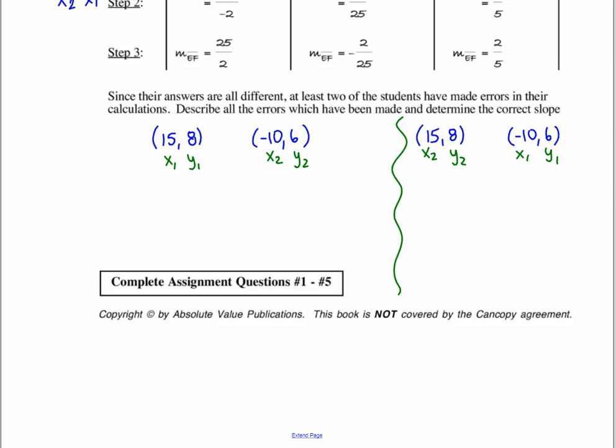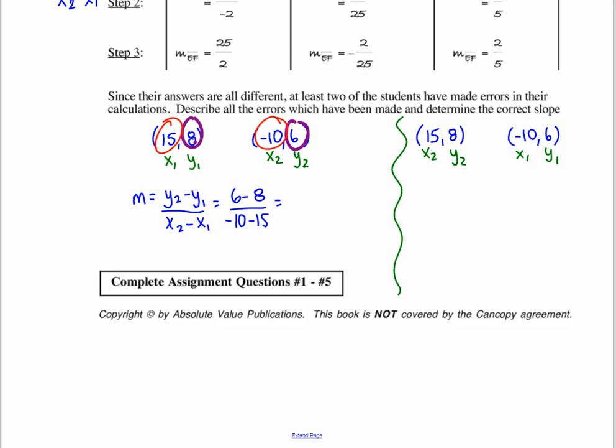It doesn't matter, but notice that whatever your x1 is, the y1 is in the same coordinate. So if we find the slope using our slope formula, which is rise over run, or the change in y over the change in x, let's use this one first. So 6 minus 8, divided by, so we went y2 minus y1. Notice I'm going second point minus first. And then x2 minus x1, so divided by negative 10 minus 15.